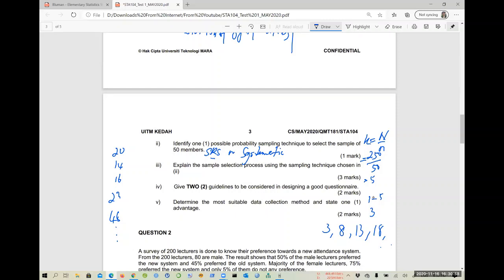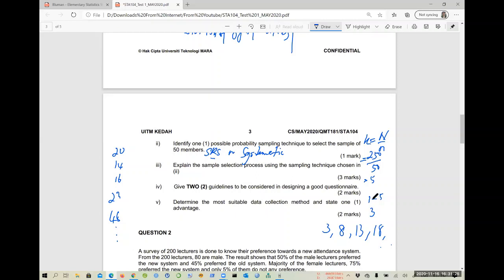So question number 3 depends on your answer in question number 2, right? And then the fourth one, give 2 guidelines to be considered in designing a good questionnaire. So this one you can just look up any list of guidelines for designing a questionnaire. So you can just say, okay, no leading questions.